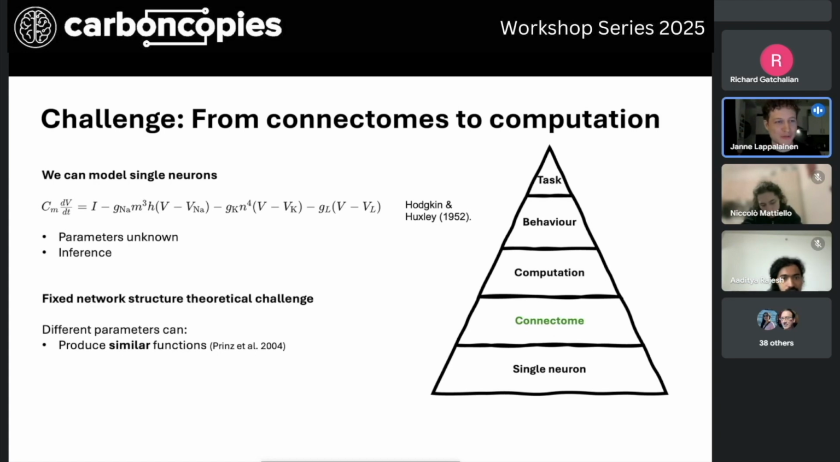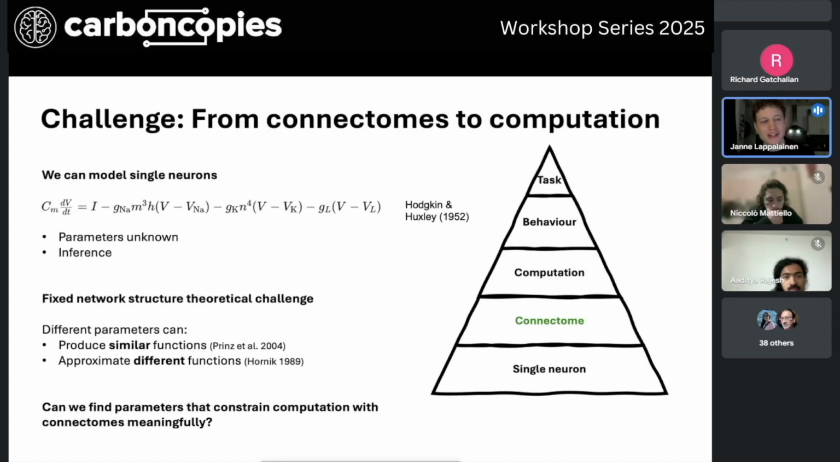So that means, for example, if we put different parameters in this equation and then simulate it, then we can sometimes get the exact same electrical signal as we would get for another set of parameters. And this is also true for connected neurons, right? And we also know that the same network with different parameters can actually approximate different functions. So it's really unclear theoretically if we can find parameters that constrain computation with connectomes. So to what degree is the connectome a good measurement for predicting something about neural computation?